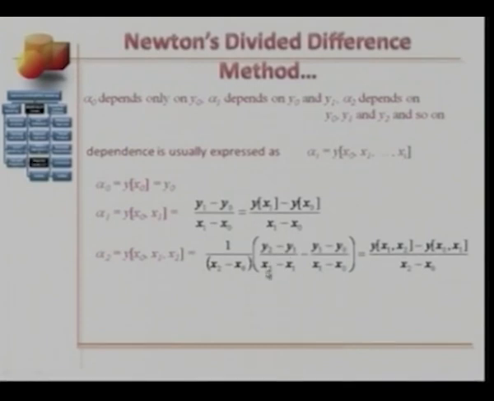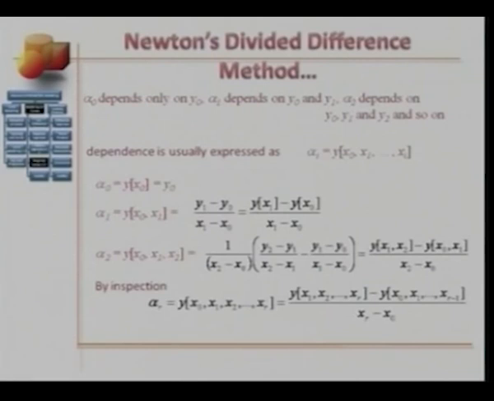(y2 minus y1) over (x2 minus x1) can be expressed as y[x1, x2]. Try to relate this expression with this one here and raise the index by 1. (y1 minus y0) over (x1 minus x0) is the same as y[x0, x1], which is right here. And we borrow 1 over (x2 minus x0) from here. Can you think of generalizing this? By observation or by inspection, it is possible.